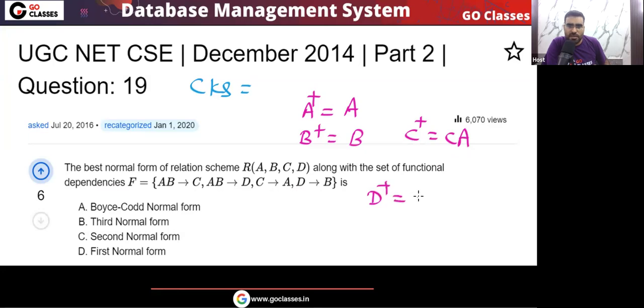What is D plus? D plus is DB. With the help of DB, you cannot determine anything else. So I can say we do not have a single attribute candidate key. Yes or no? Now let's see two attributes.